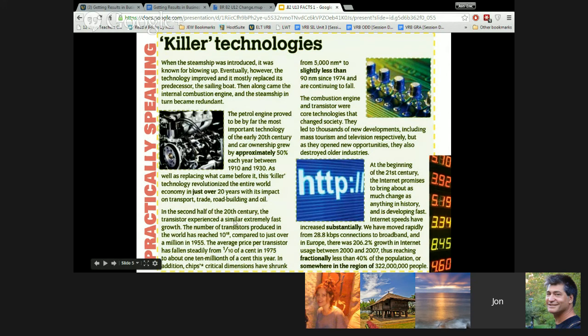Okay. Is there anything in paragraph 4 that stands out? Yes, of course. They led to thousands of new developments, including mass tourism. Exactly.